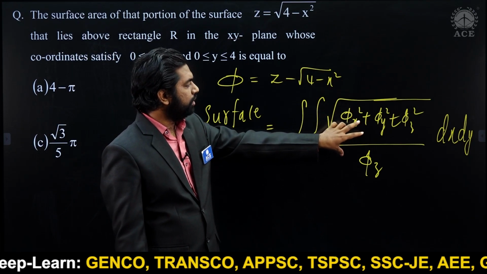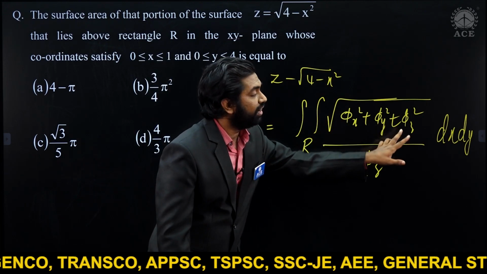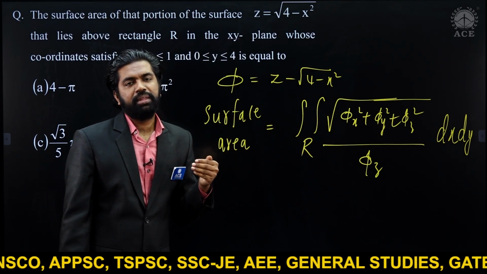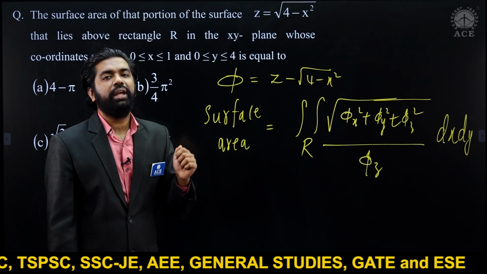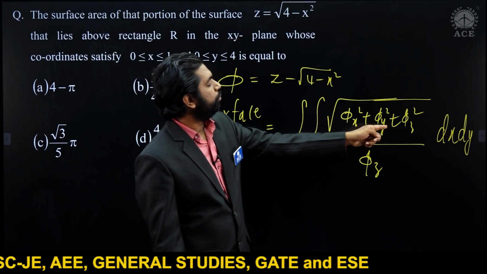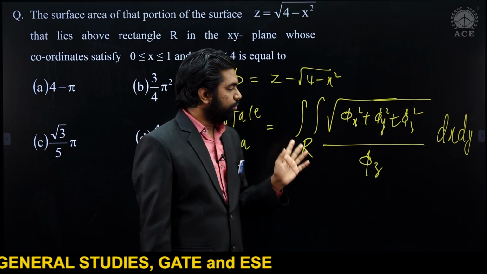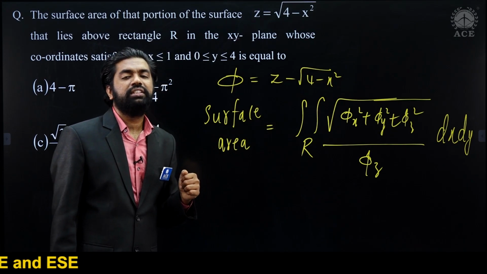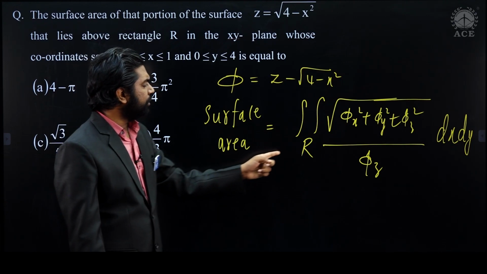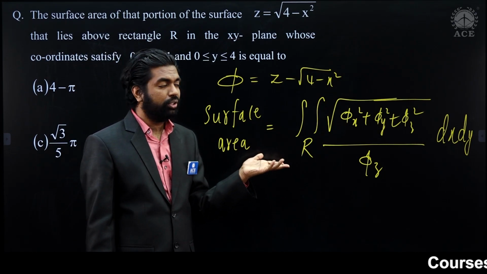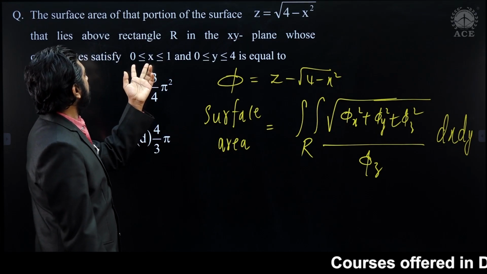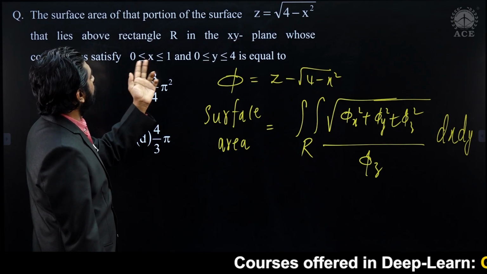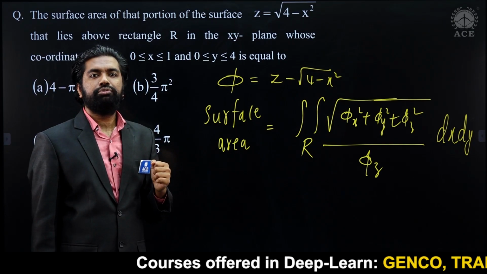When you use this result, what is this phi x, phi y, phi z? Phi x means the partial derivative of phi with respect to x, and so on with respect to y and with respect to z. If you can find this and substitute all these values, you will get the required surface area. And do you know what is region R? Yes, I know the region R. It is given by x from 0 to 1, y from 0 to 4.